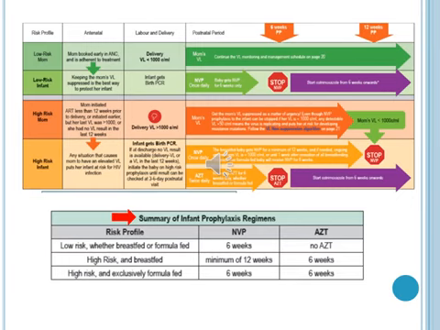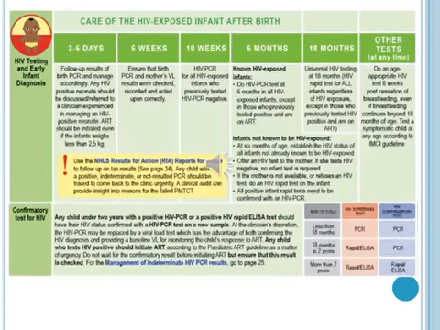If you are high risk but exclusively formula fed, both the nevirapine and the AZT are only given for 6 weeks. Still nevirapine once a day and AZT twice daily. And this is just a reminder of when the HIV-exposed infants need to be tested. They get their birth PCR and they are followed up for these results between 3 and 6 days after birth. At the 6 weeks immunization visit, there are no tests done, but you need to ensure that if the birth PCR was positive, that it had actually been followed up and the child had been initiated, and also you need to check the mother's viral load results.